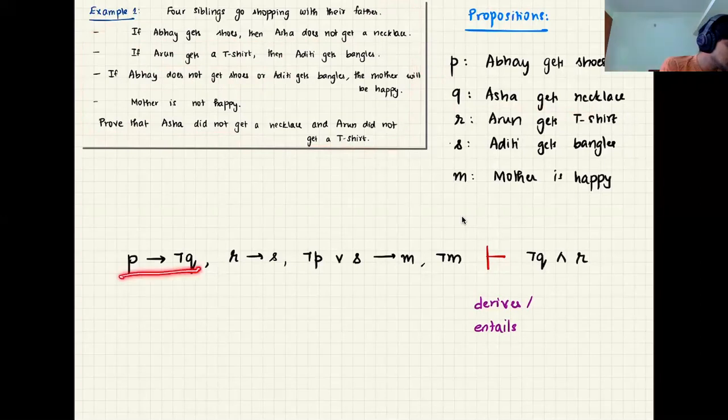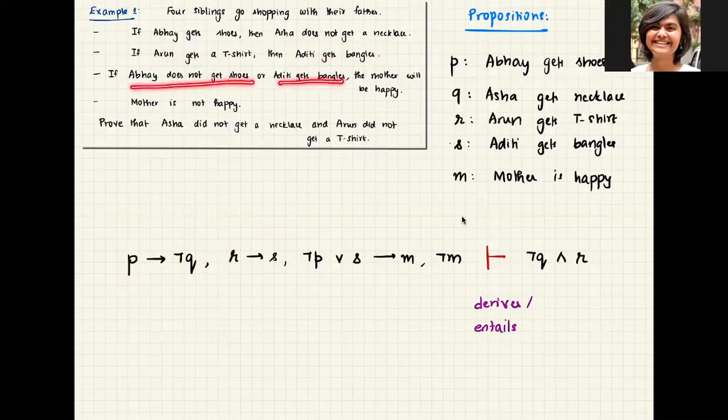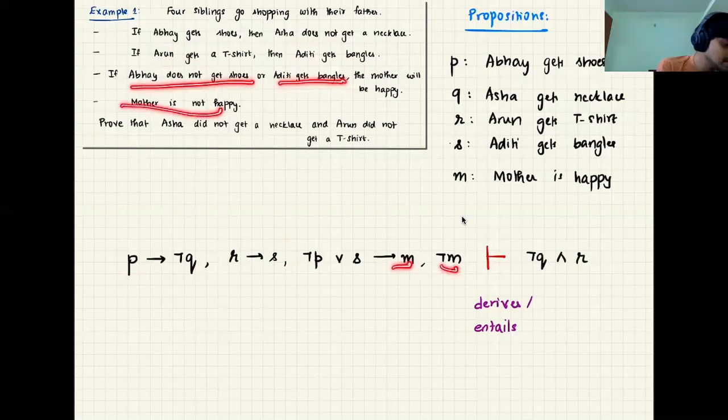And then this entire question of proving this turns out to be what? I am given that P implies not Q. I am given R implies S. I am given not P or S implies M. And finally, I'm given not M. And I'm asking you to derive the fact that not Q and Arun did not get a t-shirt, R.